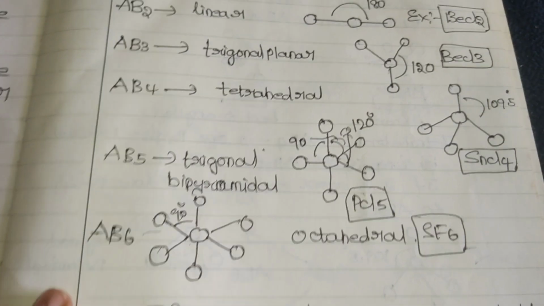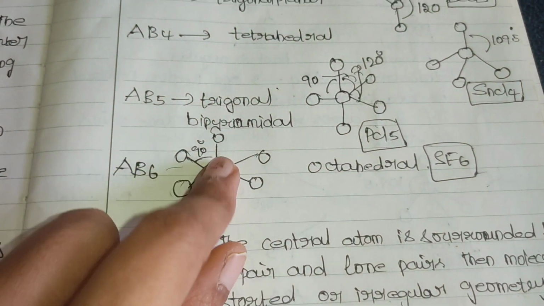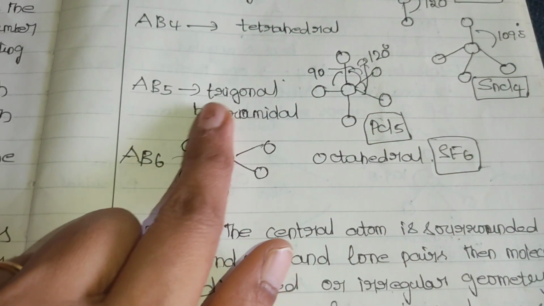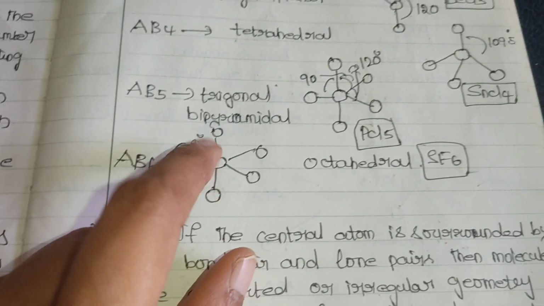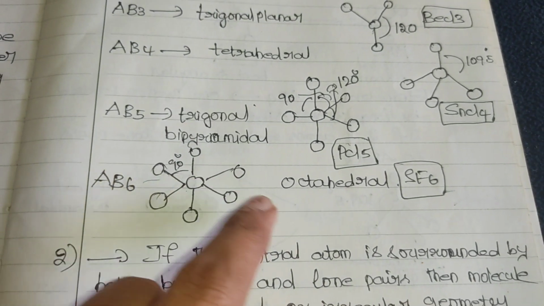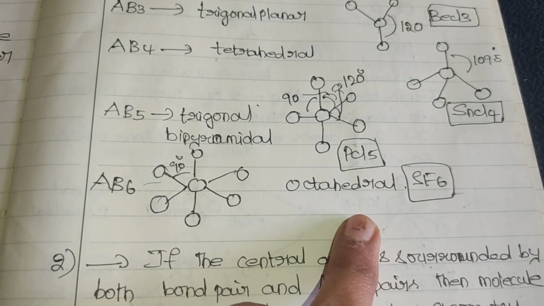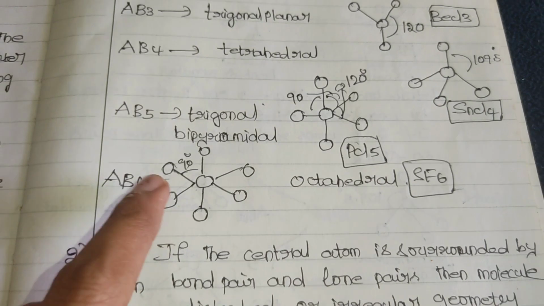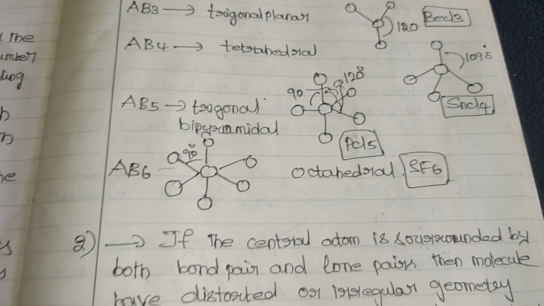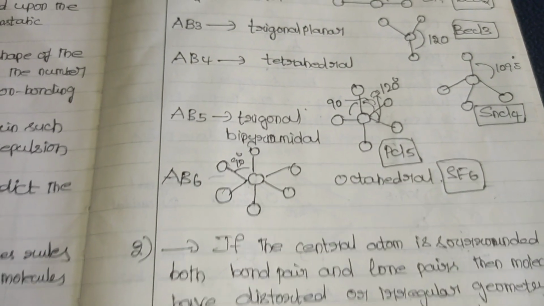Then AB6. The central A atom is connected with six outer atoms, the bond angle is 90 degrees, and it has octahedral shape. An example of this is SF6. So this is the first postulate.